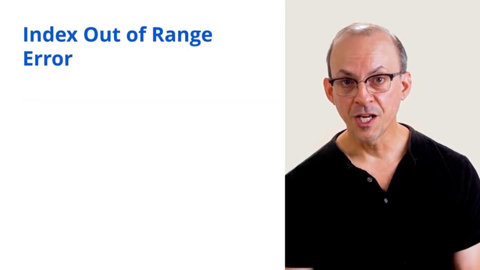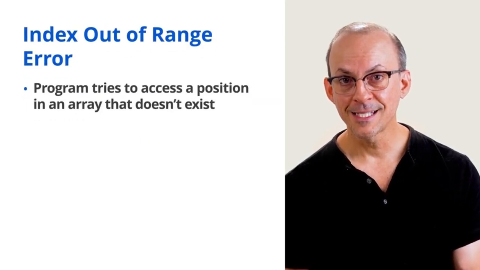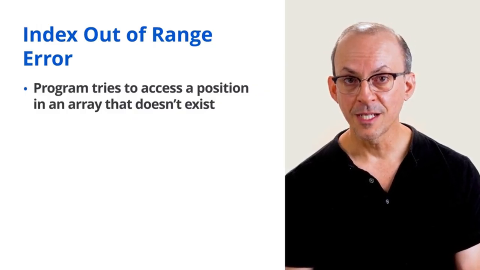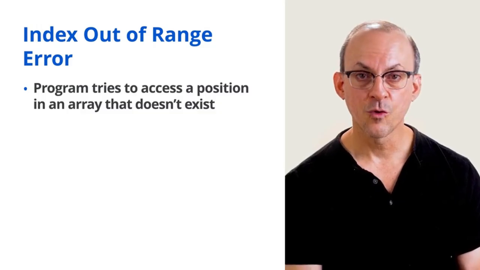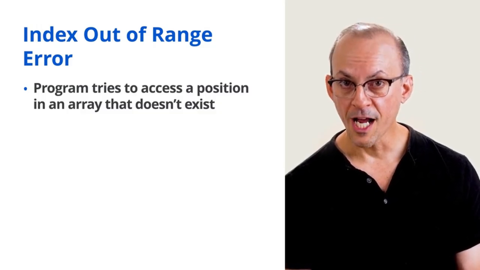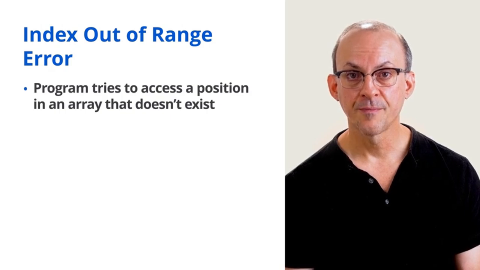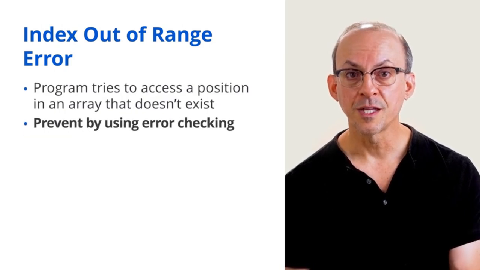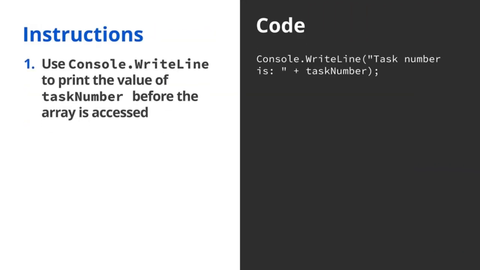An index out of range error occurs when your program tries to access a position in an array that doesn't exist. For example, if your array has 3 tasks and the user tries to mark task 4 as complete, the program will crash because there is no task at that position. To prevent this, we can use error checking to make sure the user's input is within the correct range. To fix this error, we'll print the value of task number before accessing the array to check if it's correct. Then we will update the code to give the user an error message if they enter a number outside the range of the tasks.